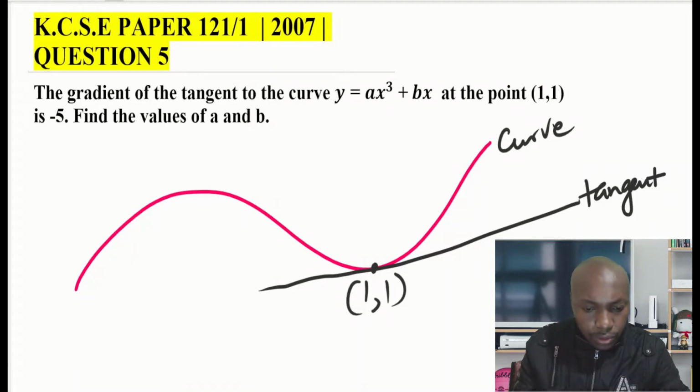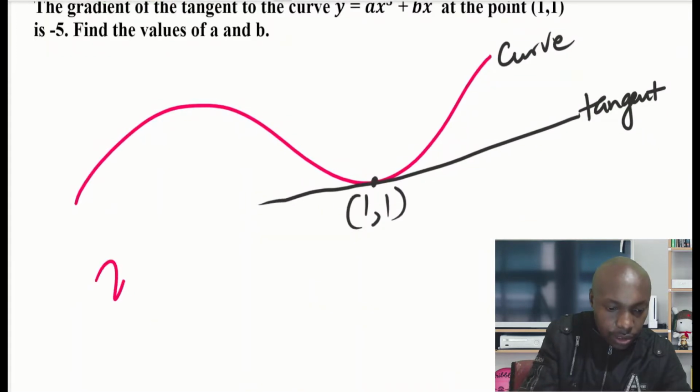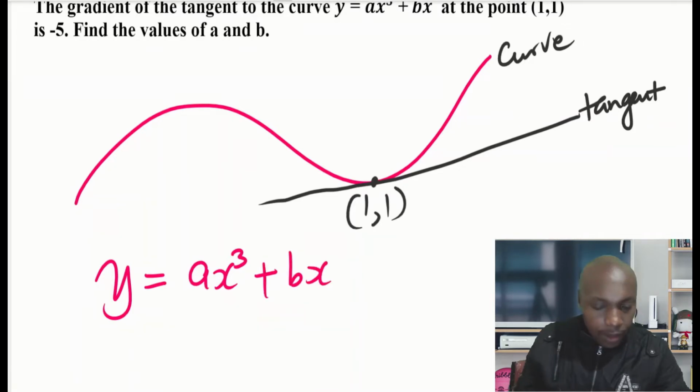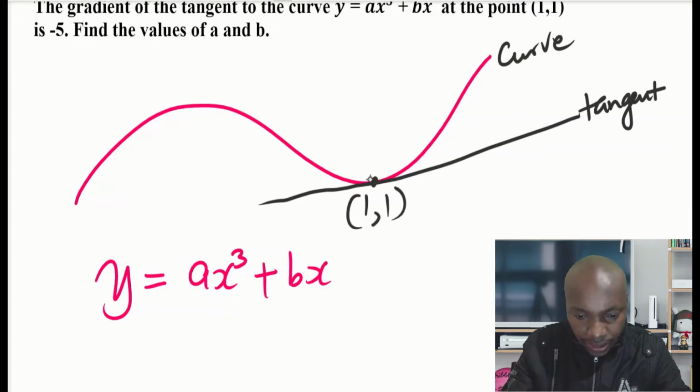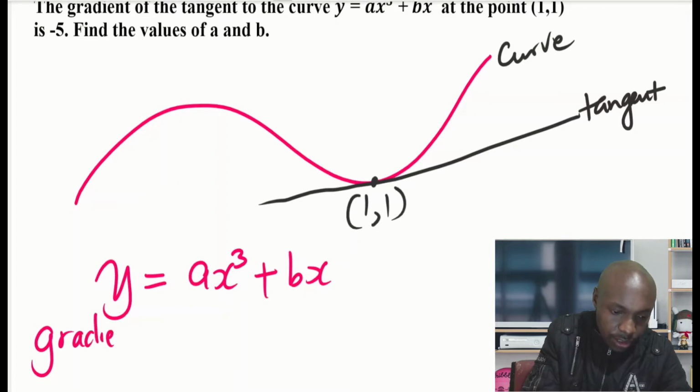The first thing you're going to do is get the gradient of this curve at this point, which will also be the gradient of the tangent. The gradient of the tangent to this curve at this point will be obtained by differentiating the function of that curve. So if we take the function of this curve, y equals ax cubed plus bx, to get the gradient of the tangent at this point we shall differentiate it with respect to x.